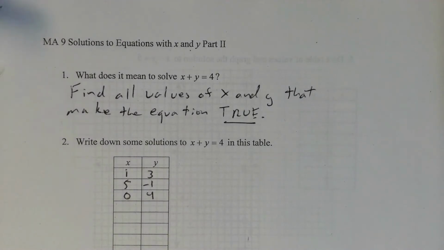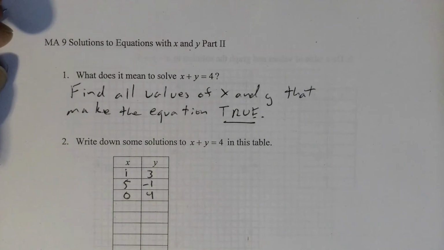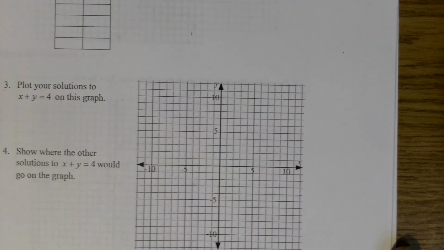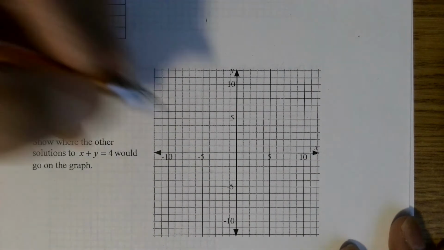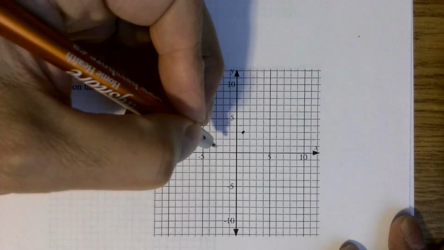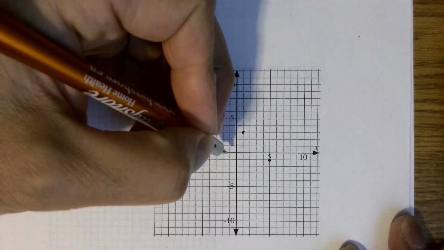And I also recommend that you don't have your x's and y's in a pattern, because if they're in a pattern, they're going to make a straight line whether it's correct or not. So it's best that you go back to the equation every time to make sure it's true. Okay, so let's plot those points. Got 1, 3, 5, negative 1, and 0, 4.